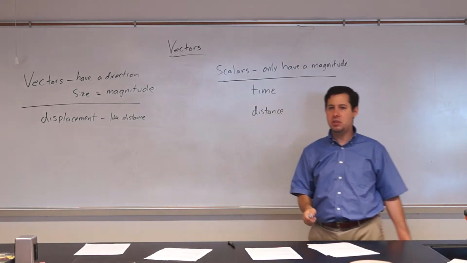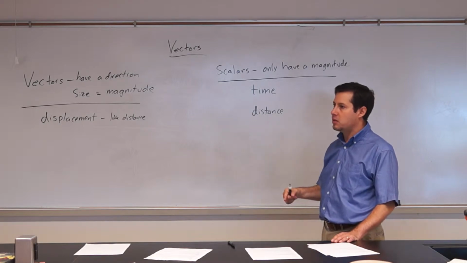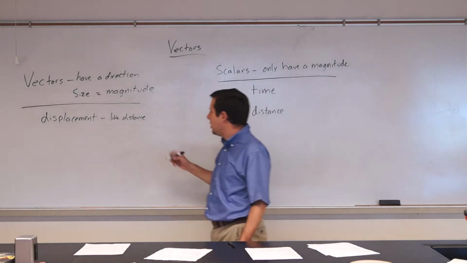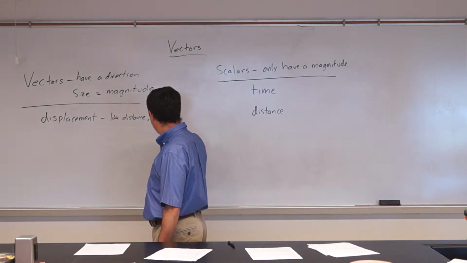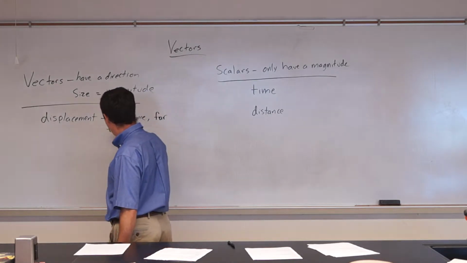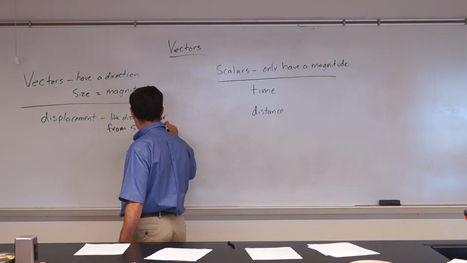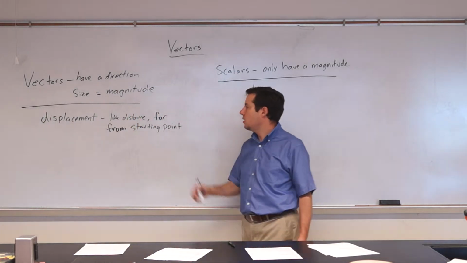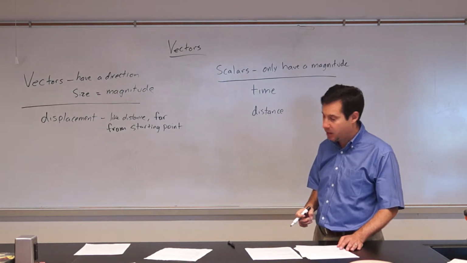So if you take 2 steps, what's the total distance you've traveled? 1 step forward and 1 step backward. It's still 2 steps. But what's your displacement? How far are you from the starting point? It's 1 step forward and 1 step backwards. You're back at the starting point, so your displacement is 0.